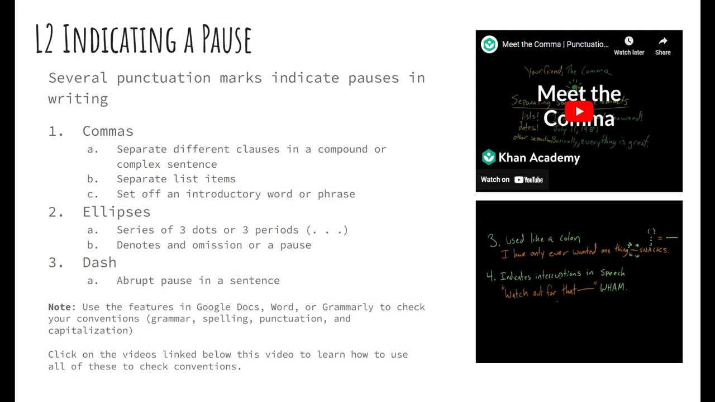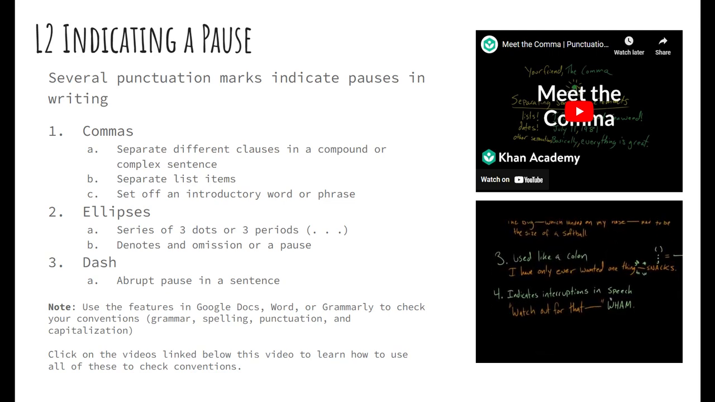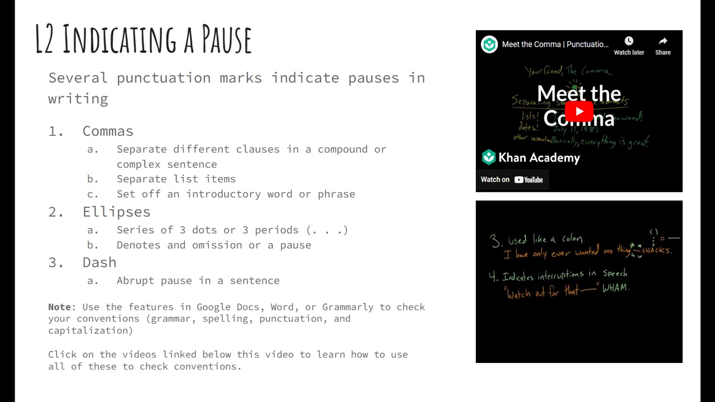So that's what dashes can do. They are used to mark interruptions in the structure of a sentence, like, I ran to the bus stop, but the bus had already driven away. They can act like parentheses when they're used in pairs, like, the bug, which landed on my nose, had to be the size of a softball. You can use them like a colon to lead into lists or to link an idea. So I have only ever wanted one thing, snacks. And they can indicate interruptions in speech, like, watch out for that! Wham! That was good. And those are the functions of the dash.